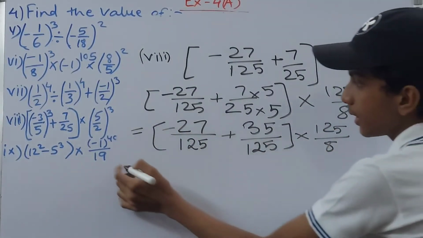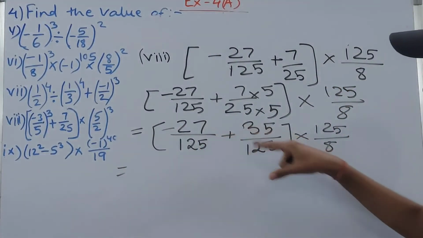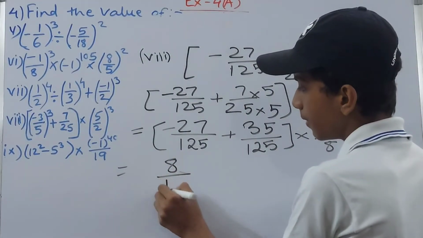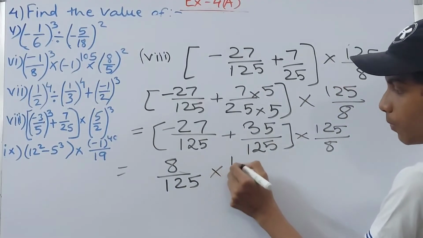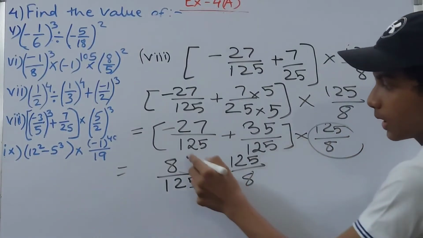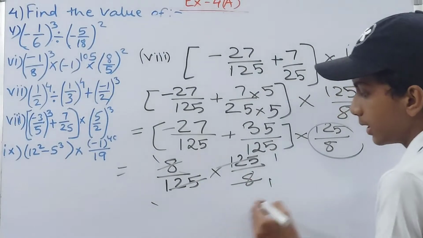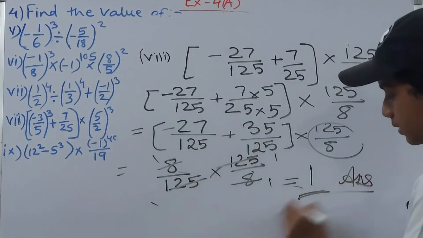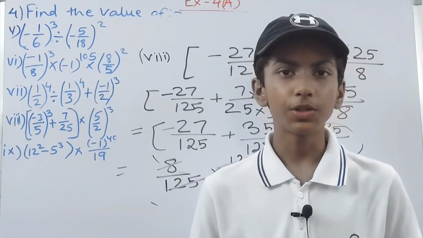So we can cancel this. How? See, minus 27 plus 35 will give us how much? 8, so 8 upon 125. I'll open the brackets now, into 125 upon 8. This fraction, this one. So cancel this, 1, 1, cancel this, 1, 1. So after all, we will get 1 only. So this becomes our answer, 1. Now let's move on to the next part of the question.